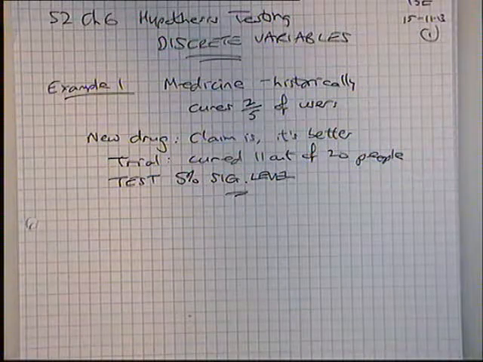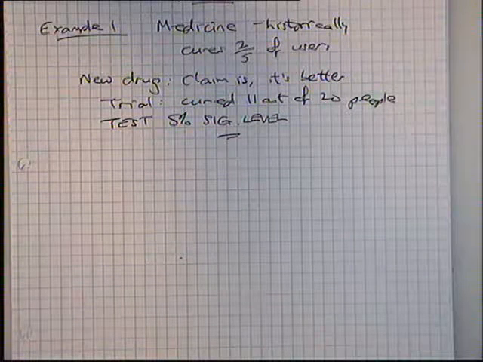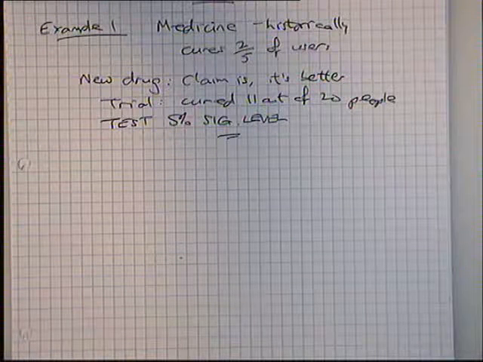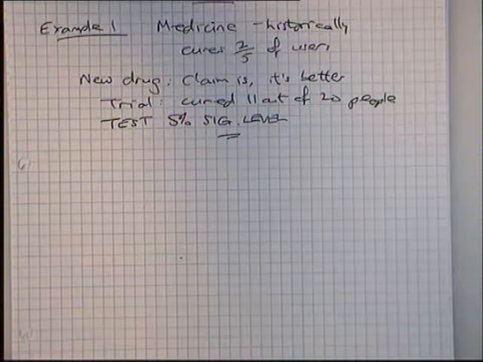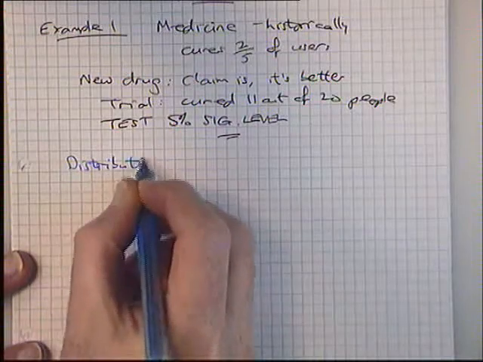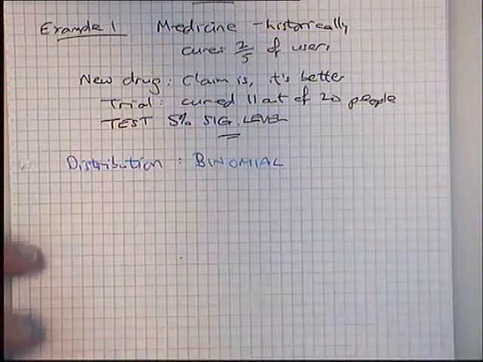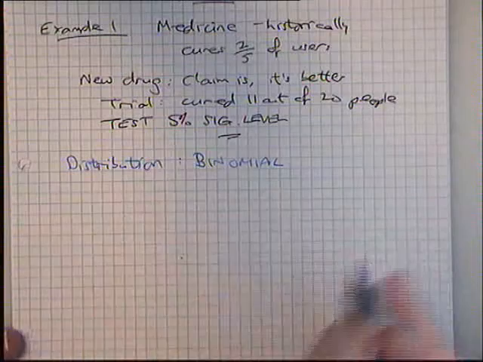So here we go. Let's just look at the scenario. We've got 20 patients, 11 of them cured. Any distributions we have dealt with so far, would they fit this scenario? Because we need to think about our distribution first of all. Would it be binomial? Binomial is correct. Can you tell me why you thought it was the binomial? You had the number of successes in the number of trials.